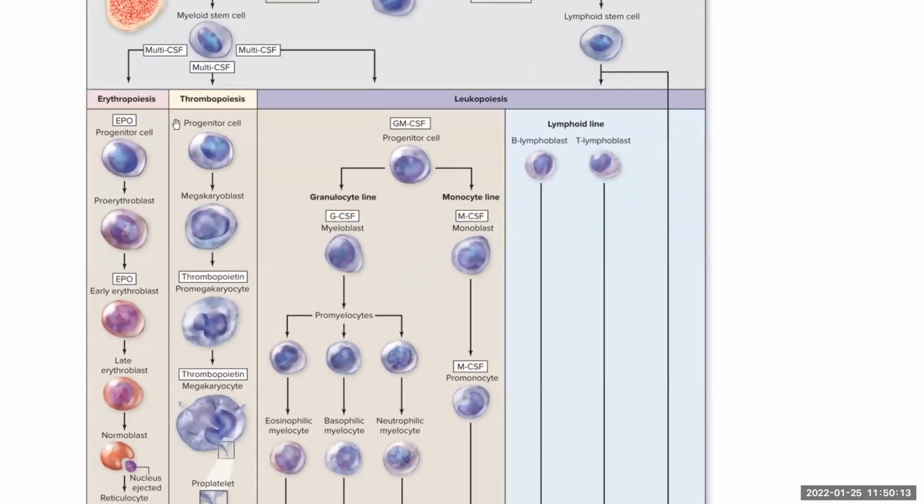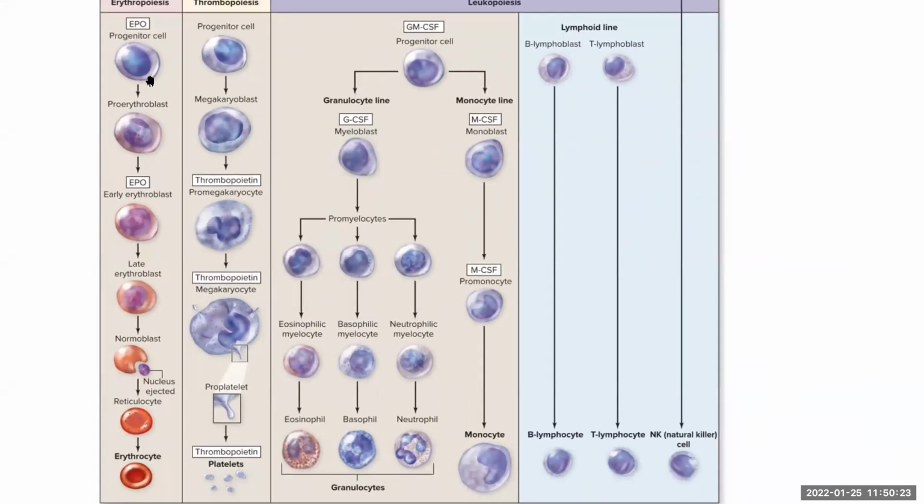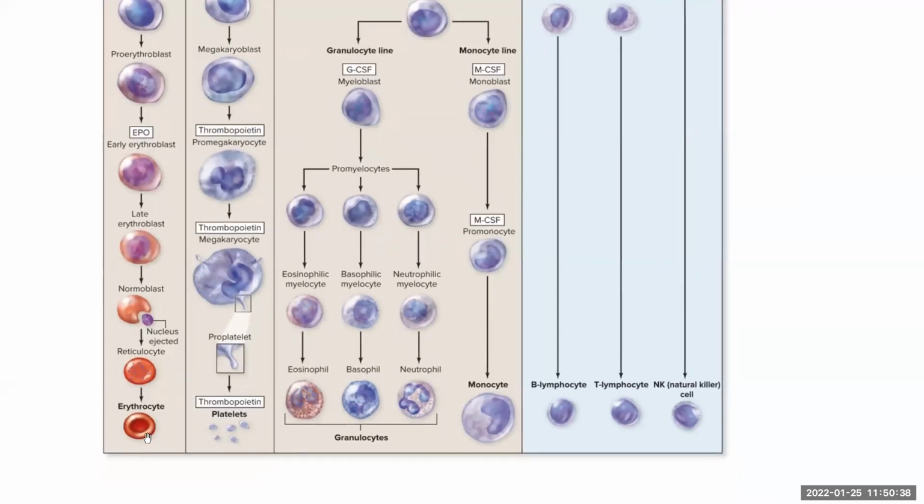So we just talked about erythropoiesis. EPO stands for erythropoietin. That's the hormone that is going to stimulate these cells to differentiate into red blood cells. I won't go through this all, but you can see as we move through, here's our normal blast. We no longer have our nucleus here, the reticulocyte. We have ribosomes, no nucleus, and then eventually we don't have any organelles. Our erythrocyte then takes on that biconcave appearance.